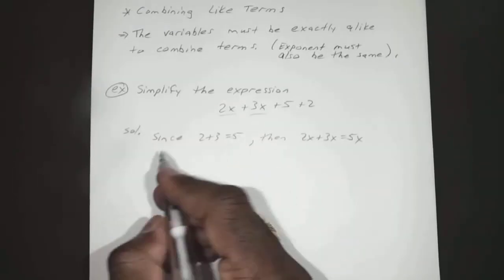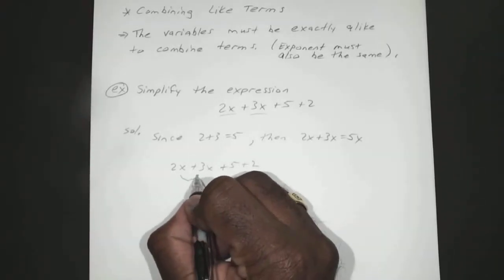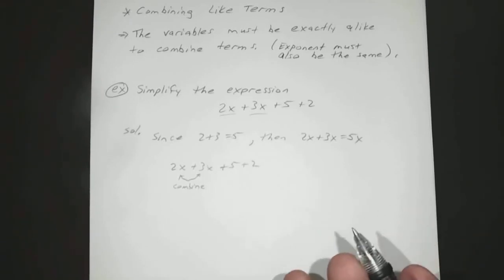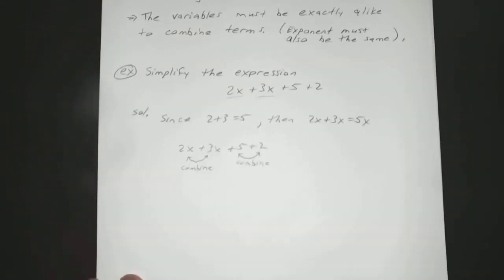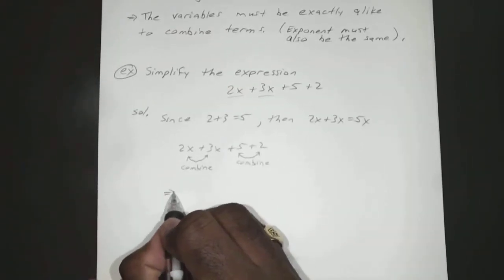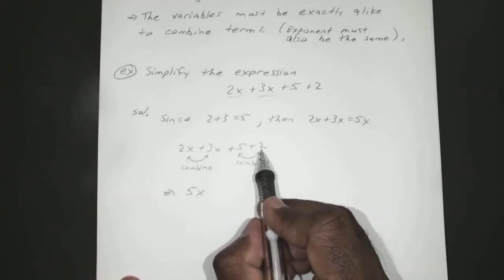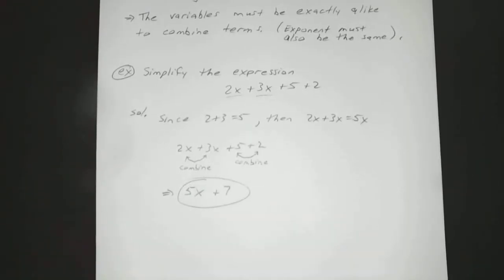Okay, so that means if you have 2x plus 3x plus 5 plus 2, you can combine these two. And since these are just regular numbers, you can combine those two. Okay, so we know our 2x plus 3x gives us our 5x, and 5 plus 2 gives us our 7. All right, so any questions on that one? All right.